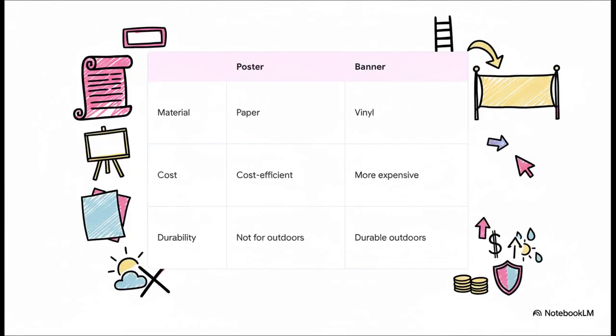And this shows the trade-offs perfectly for physical stuff. A poster is definitely cheaper because, hey, it's just paper, but it's not going to survive a rainstorm. A vinyl banner, yeah, it costs more, but it's built to last outside and make a really big statement. It's all about choosing the right tool for the job.